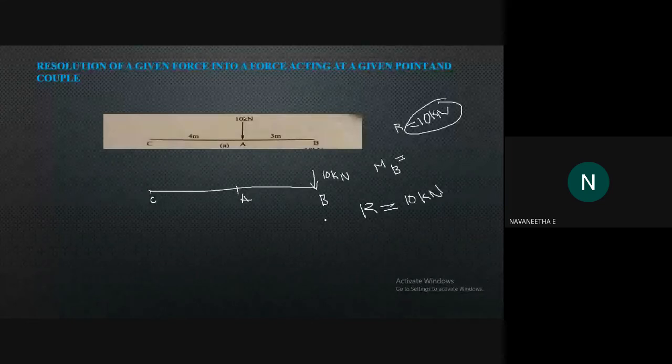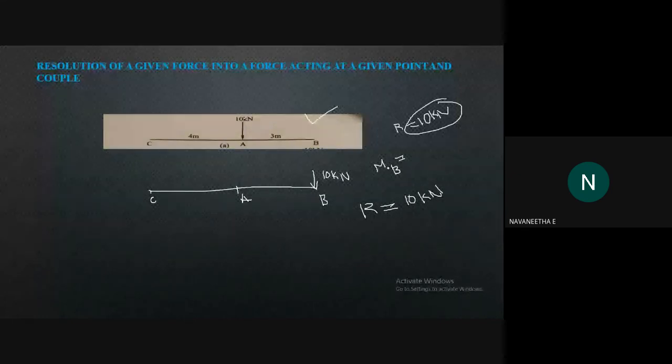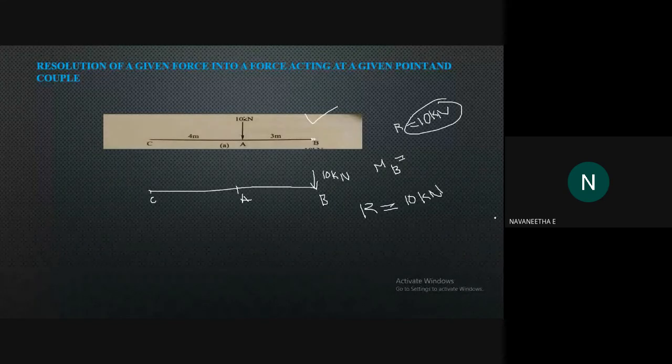But while considering the moment about B for the first case, what is MB? What is MB, the moment about B? Tell me what is MB in the first case. From the first figure, MB is 10 into the perpendicular distance between the force and the point. 10 into 3. Positive or negative?